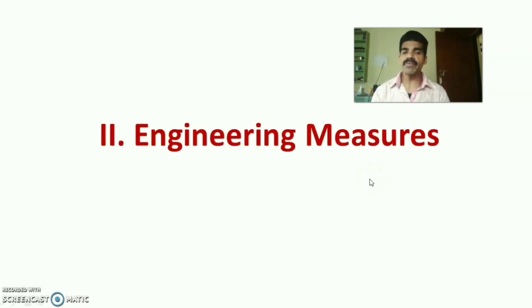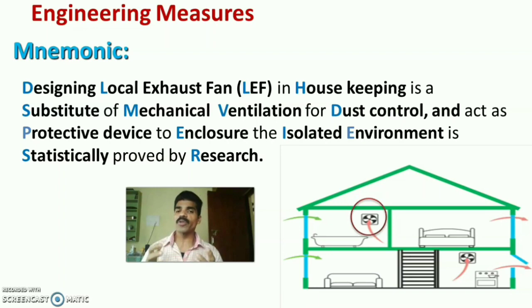The second main measure to prevent occupational diseases is engineering measures. Let us discuss in detail about engineering measures with the mnemonic. Engineering measures also I am going to explain with the mnemonic. In that also the same factors or activities have been included.